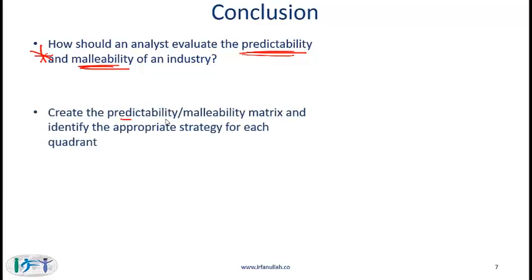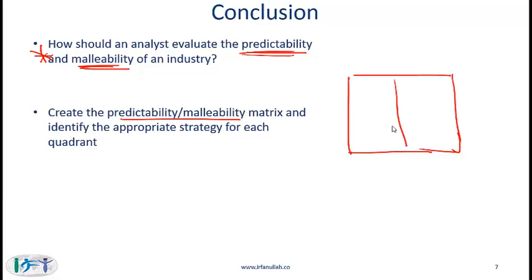You need to be able to create the predictability, malleability matrix and identify the appropriate strategy for each quadrant. So I've done this a few times and you need to be able to do this very fast. We have malleability on the horizontal axis where we say high malleability on the right, low on the left. And then we have predictability on the vertical axis where we say high predictability over here, low predictability over here. This would be the classical strategy. This would be the adaptive strategy, the visionary strategy. And the shaping strategy.